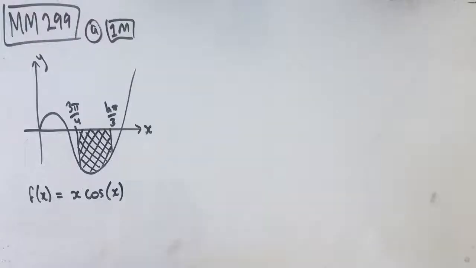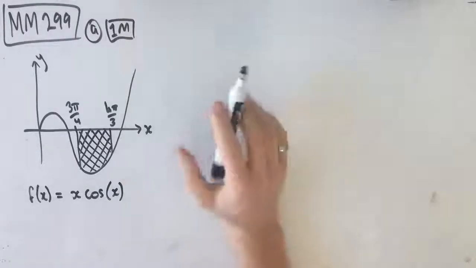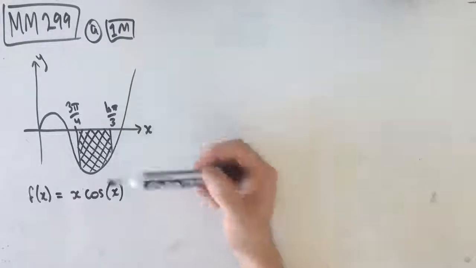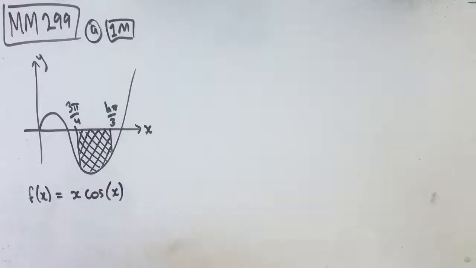Hey guys, welcome to question MM299 of the Maths Methods Fortify study guide. Now, part of the graph of the function f of x equals x cos x is shown below. And part A is a 1 mark question and it says find the derivative of 2x sine x.